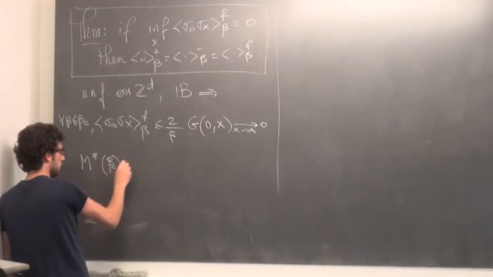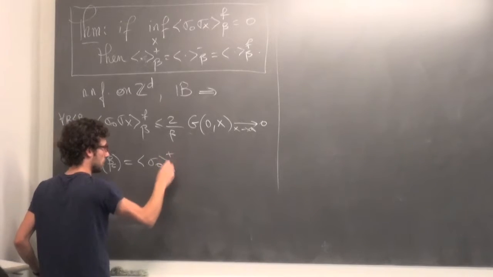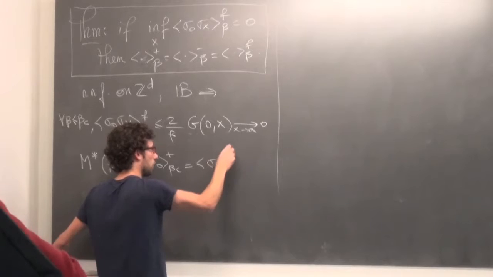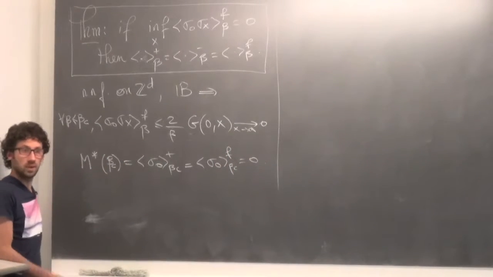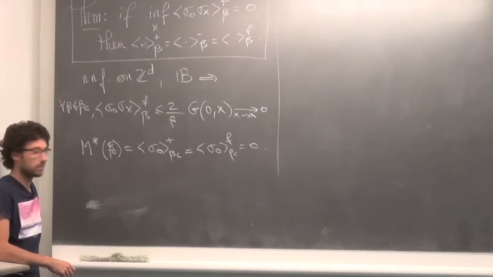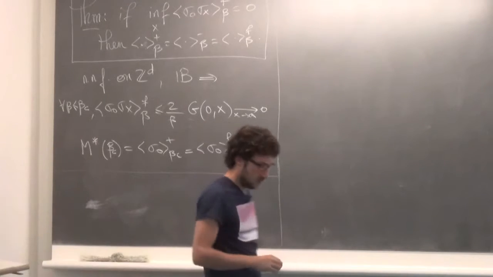Okay, so in particular, notice that the magnetization at beta c is equal to sigma 0 plus at beta c. But if it's equal to sigma 0 free at beta c, then it must be 0. Okay? So it really implies continuity in the standard sense.